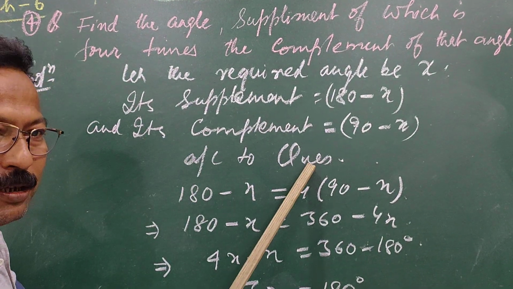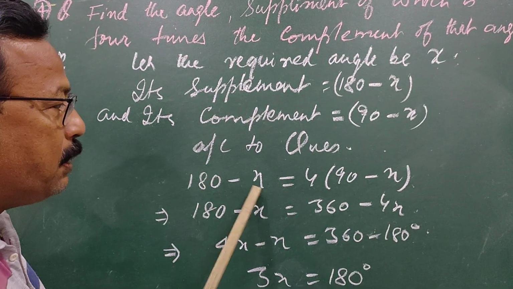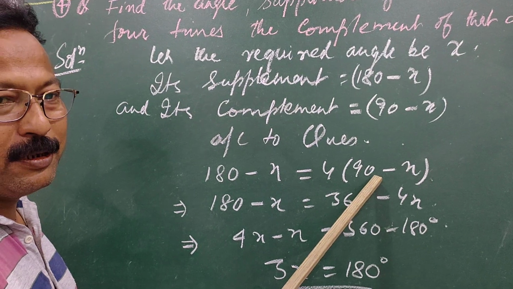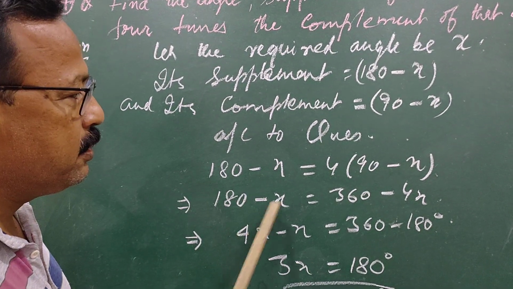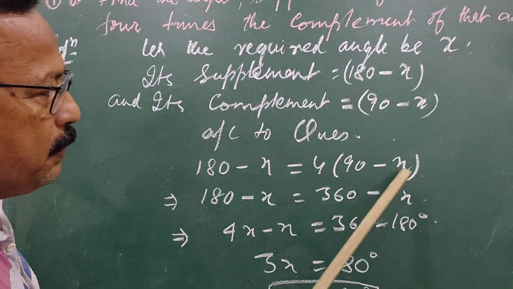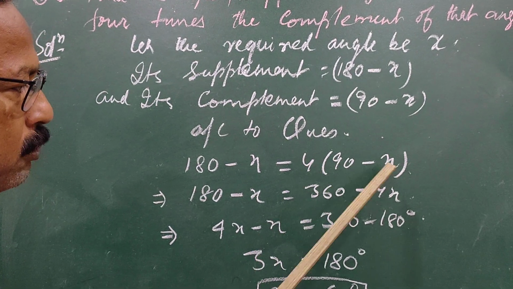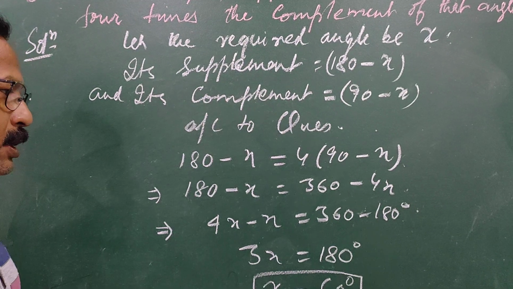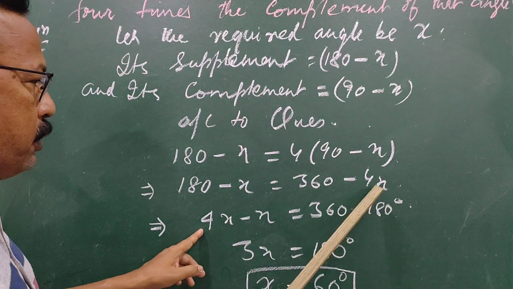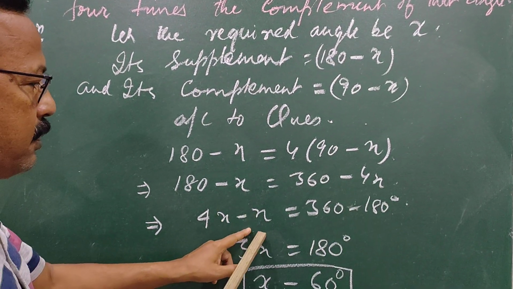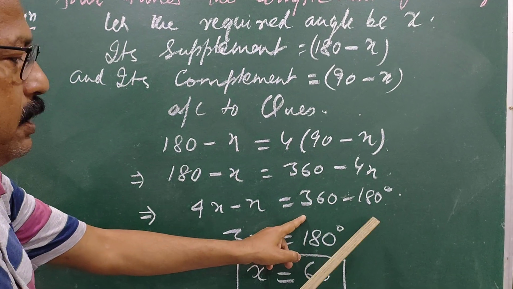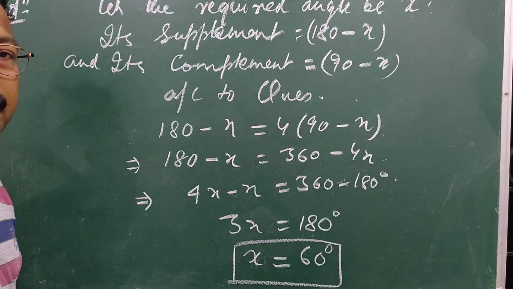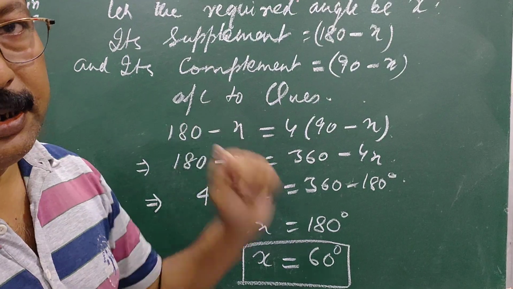According to the question, the supplement is 4 times the complement. So on multiplication by 4, we got 360 minus 4x. By transposition, we got 3x equals 360 minus 180, so we have x equals 60 degrees.